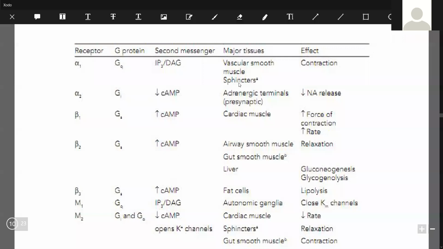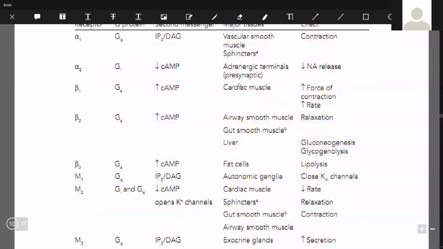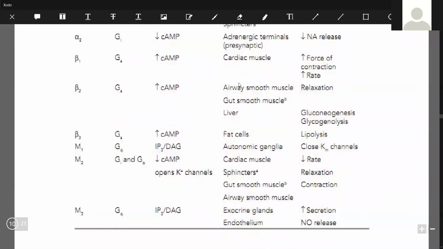Actually, when the GQ coupled receptor is stimulated, there are two messengers, right? DAG and IP3. But there is not always a need for both DAG and IP3 to be stimulated, right? Like M3, like the alpha 1 receptor acts via IP3, right? But it doesn't act by DAG, or it needs both to be stimulated to act, as for example alpha 1.